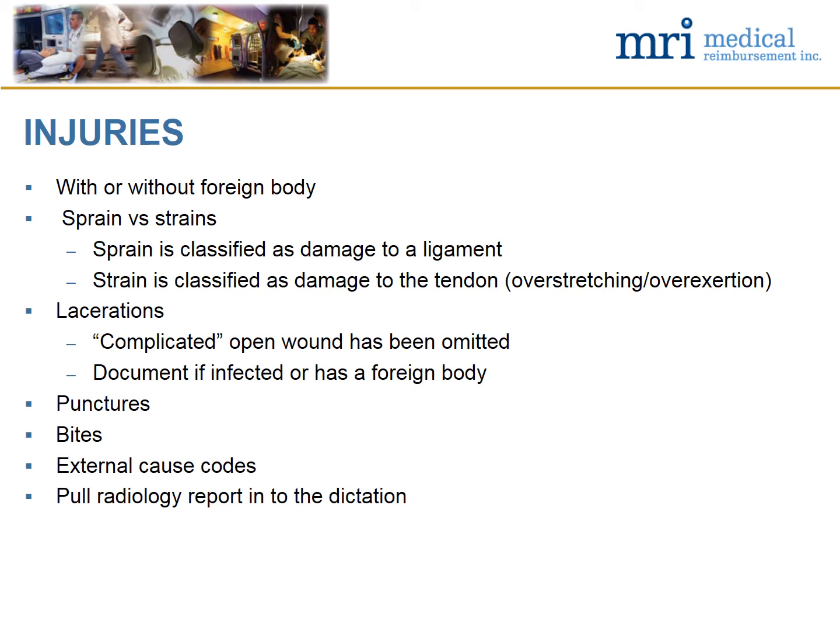Injuries are no longer noted as complicated. We need to know if it's with or without foreign body. Again, we need to know sprain versus strain. ICD-10 classifies those as sprain is classified as a damage to a ligament. Strain is classified as damage to a tendon.